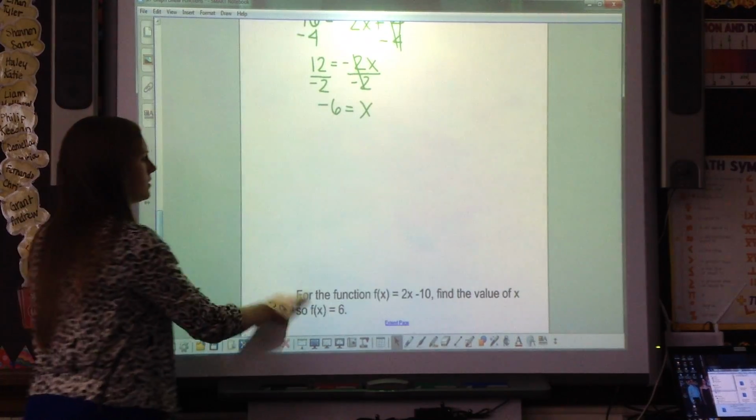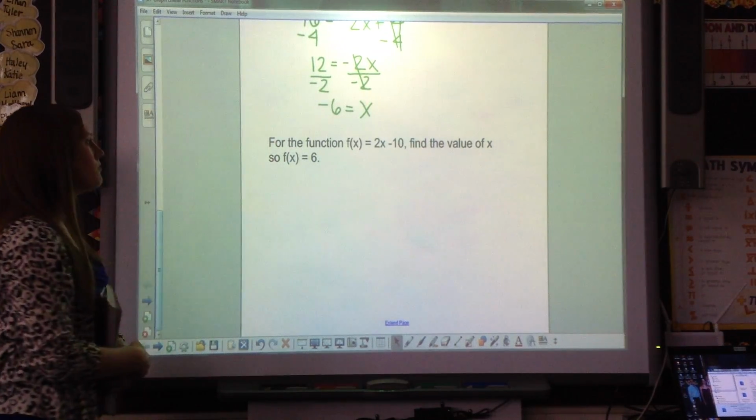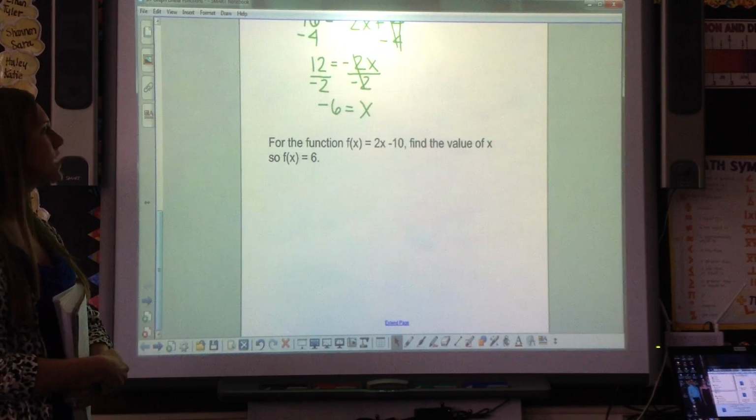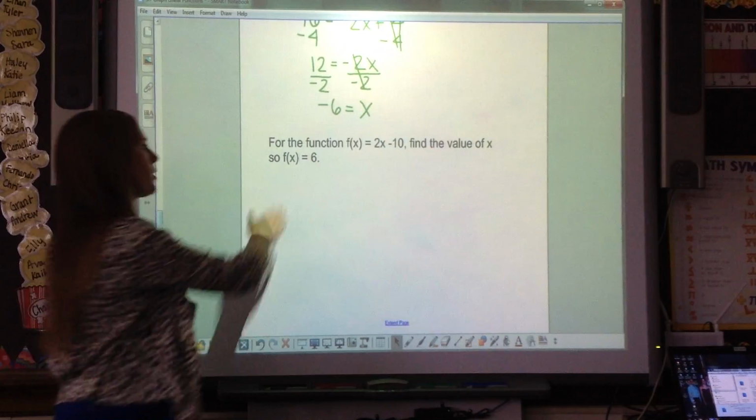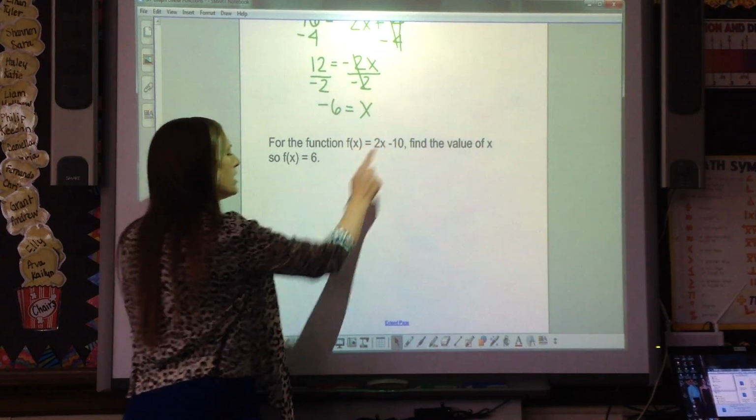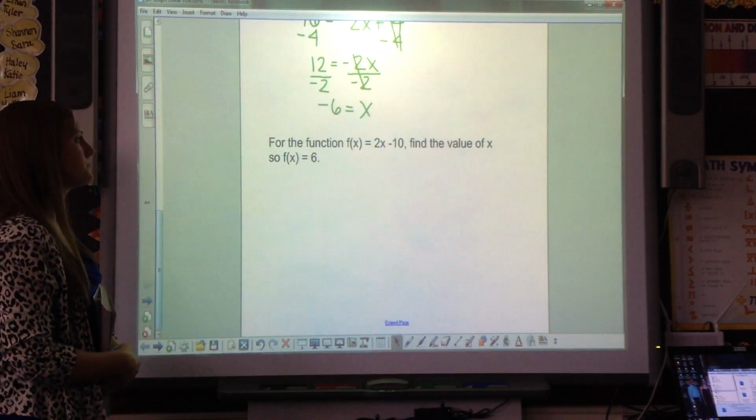Okay. Your turn. For the function f of x equals 2x minus 10, find the value of x, so f of x equals 6. Again, this is your y value. You're plugging it in on this side, and you're solving for x.